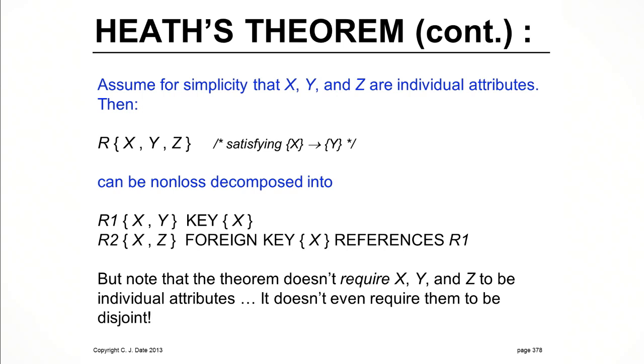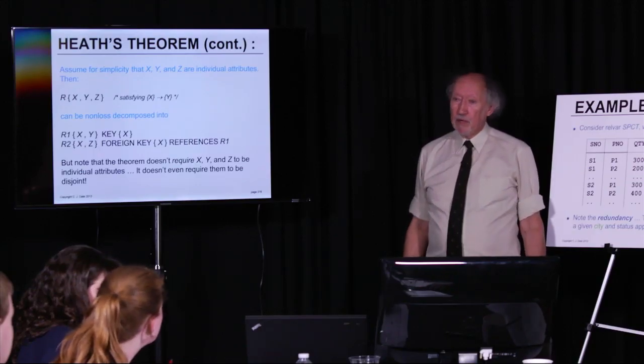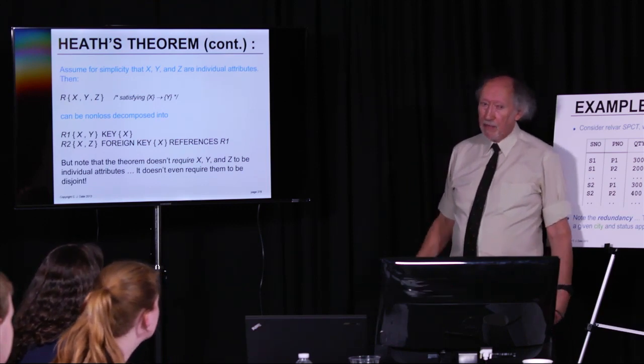But I say again, the theorem doesn't require X, Y, and Z to be individual attributes. It just requires them to be subsets of the heading such that their union is equal to the whole heading. It doesn't even require them to be disjoint. They can overlap, they can have attributes in common.